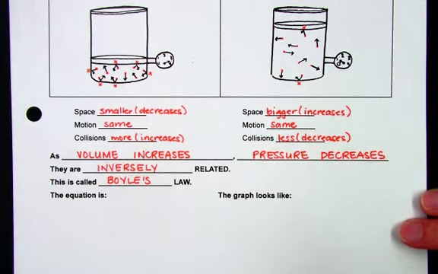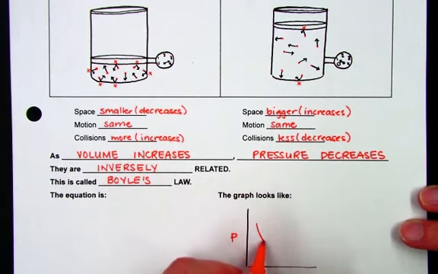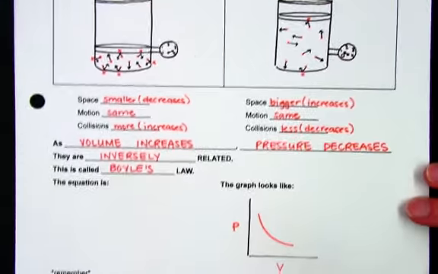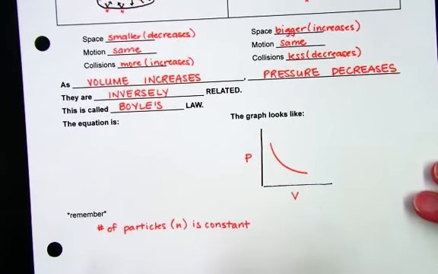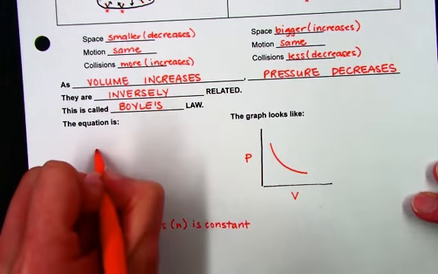The graph of an inverse relationship, if we would label this volume and this pressure, looks like this. It is actually a curve. I am not drawing it incorrectly, okay? Inverse relationships are curves. They're kind of like half of a parabola. Have you guys heard of hyperbolas? This is like half of a hyperbola. Okay? And the equation follows.